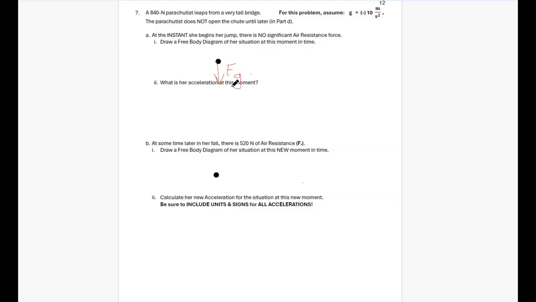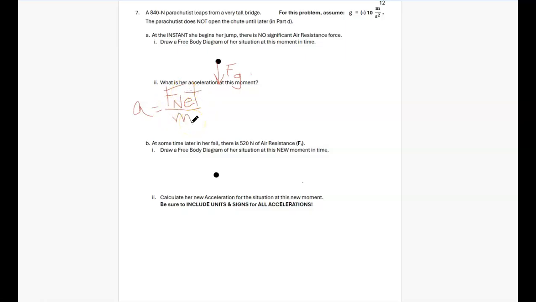So this is the entire free body diagram. The only force on her is F sub G, her weight force. So her net force is her weight in this case. All right, so the next question says, what is her acceleration at this moment? Well, the acceleration, we always know, is calculated as the net force, or sum of forces, divided by her mass.